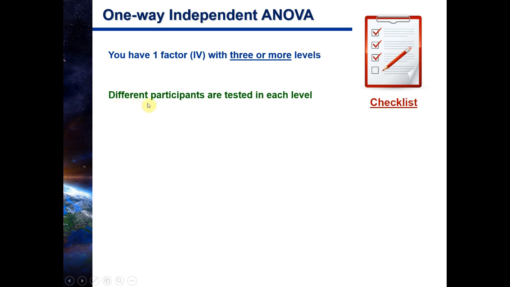Okay, next, different participants are tested in each level. And do you remember what that means? What do we call a factor where you have different people in each level? And I should add they've not been paired or matched. Well, let's just add that now. What do we call that factor? Between subjects.